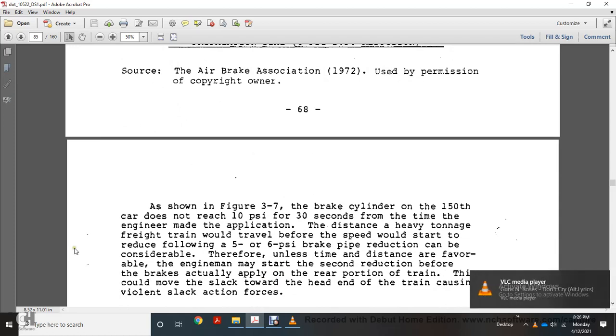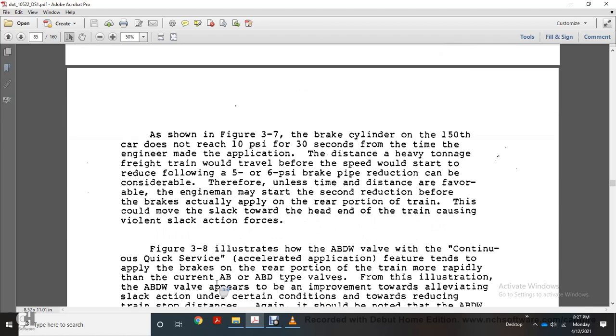The distance the heavy tonnage freight train would travel before the 5 or 6 psi brake pipe reduction can be discernible is significant. Therefore, in less time and distance, the engine man may start a second reduction before the brakes actually apply on the rear portion of the train. This could move the slack toward the head end of the train, causing violent slack action forces.